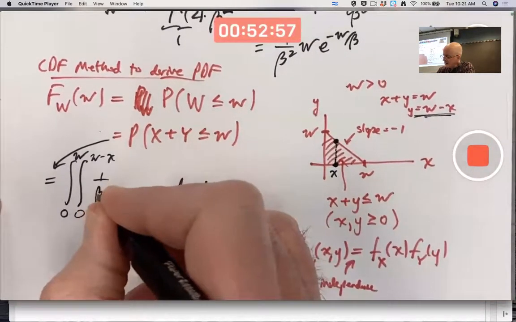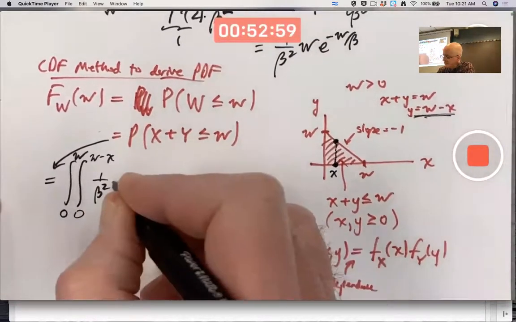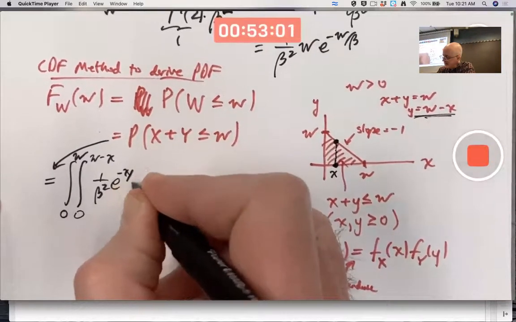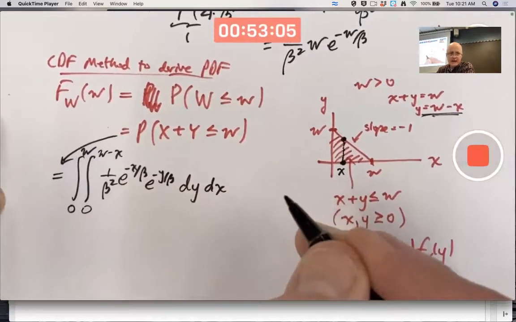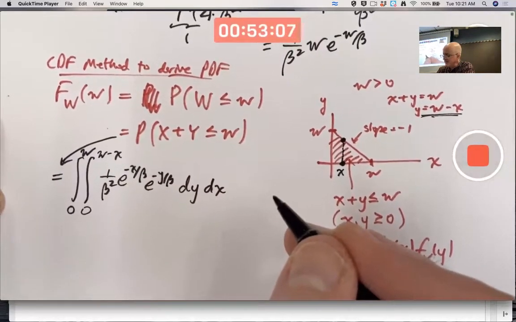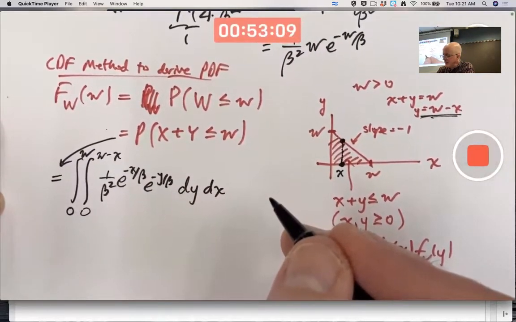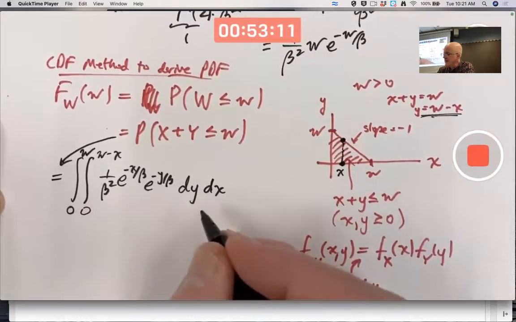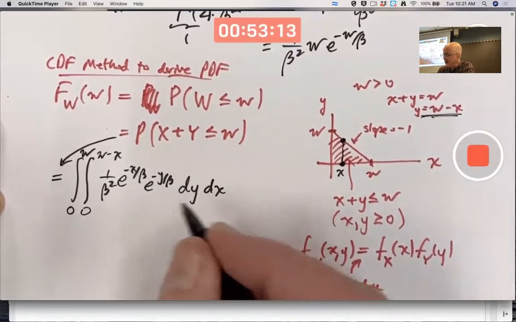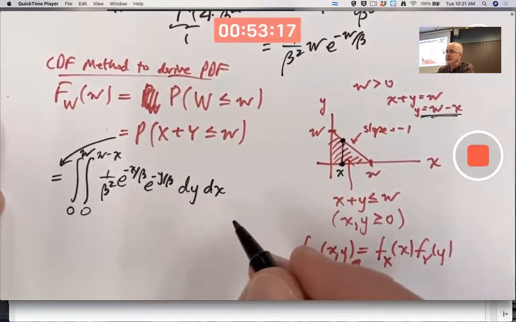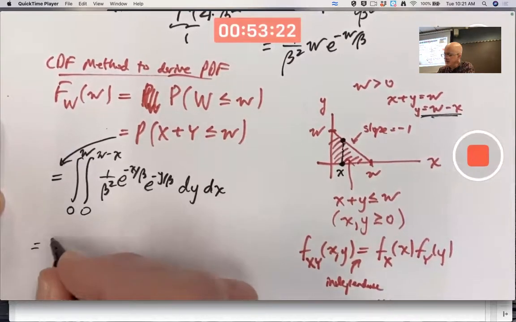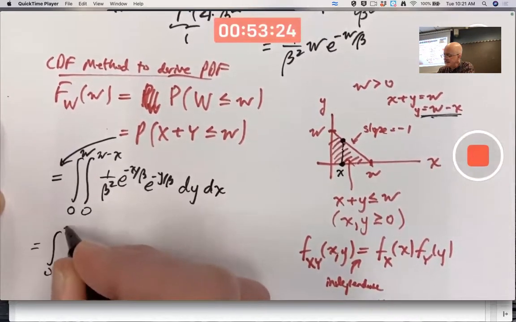One over beta squared, e to the negative X over beta, e to the negative Y over beta. If I do this double integral, that should be the CDF. And before we do it, just realize that in the end, the X and Y are going to go away. They're going to be integrated away, and you're going to be left with something that only depends on W. Do the inner integral first, leave the outer integral as is.